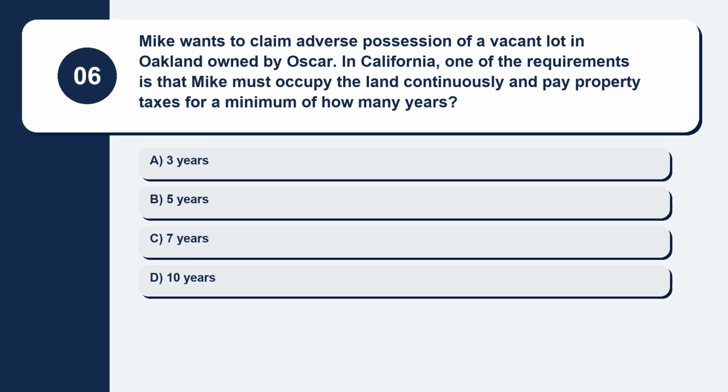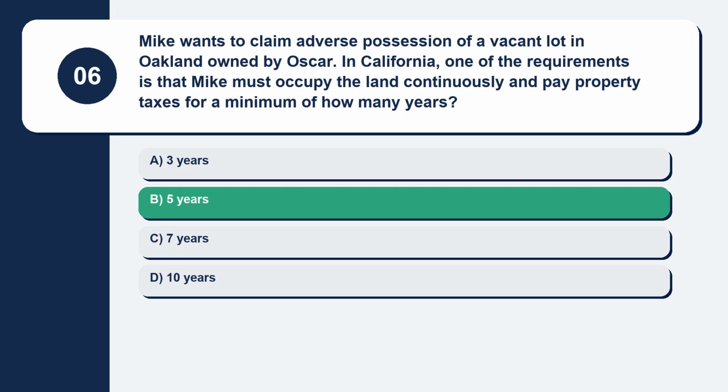Question 6. Mike wants to claim adverse possession of a vacant lot in Oakland owned by Oscar. In California, one of the requirements is that Mike must occupy the land continuously and pay property taxes for a minimum of how many years? Here are your options. Option A, 3 years. Option B, 5 years. Option C, 7 years. Option D, 10 years. The correct answer is option B, 5 years.